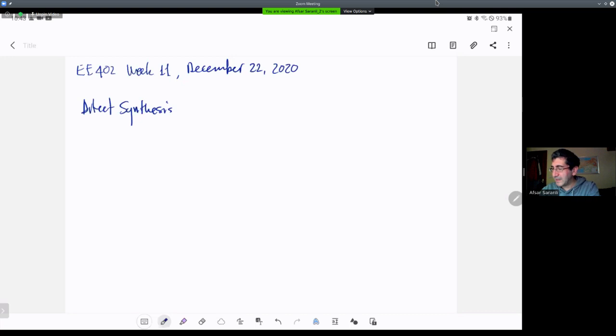Okay, so here's the example. So use direct synthesis to derive a controller transfer function.